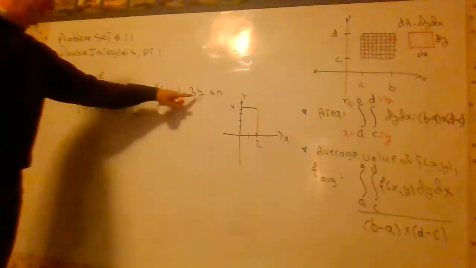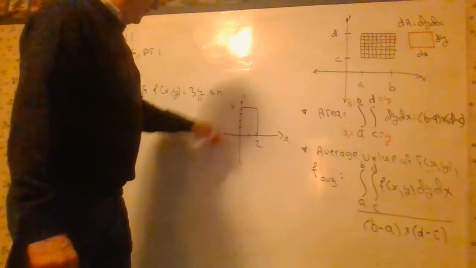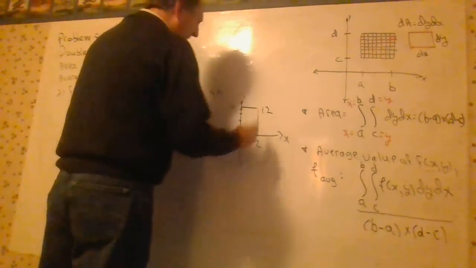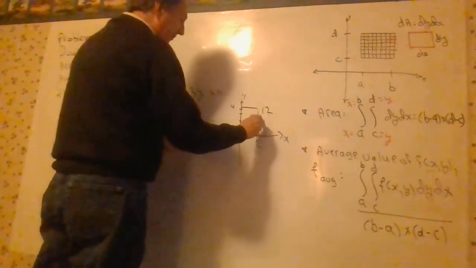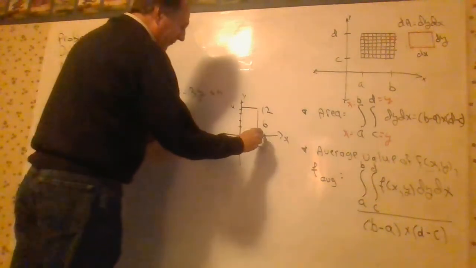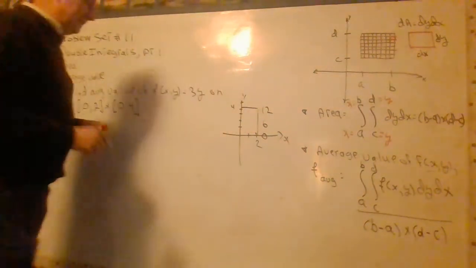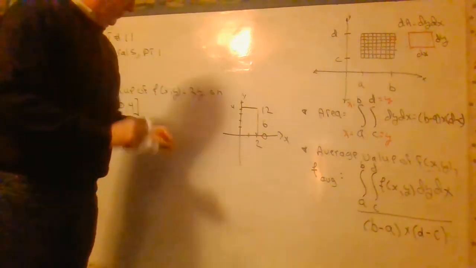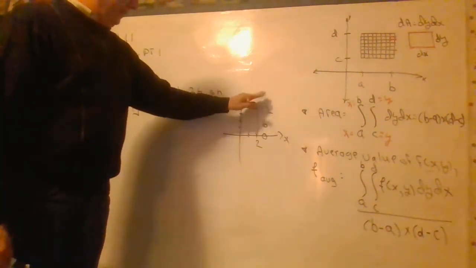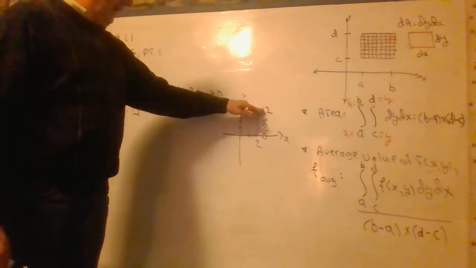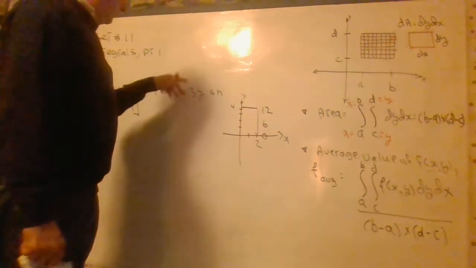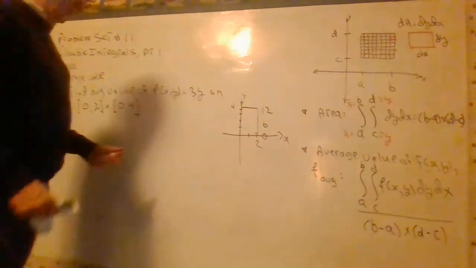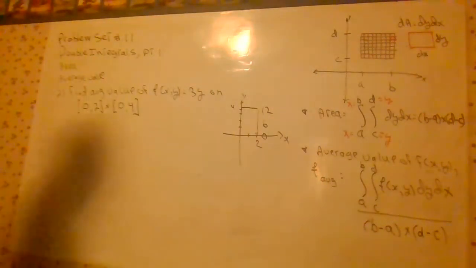Now 3y, that's a linear function along the y-axis. Right here, 3 times 4 is 12. Halfway in between it's 6. And then down here it's 0, right on the x-axis. If you take a wild guess what the average value is, it's going to be 6. If it's linear, you can do that. It's halfway between the max and the min. If this were a quadratic, like 3y squared, not so easy. So we should get 6.